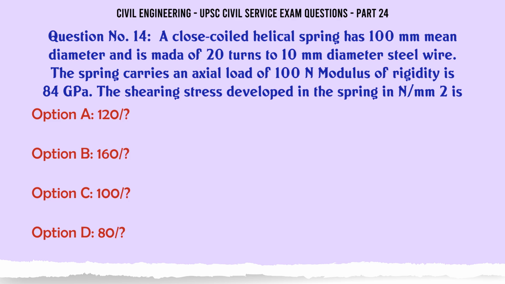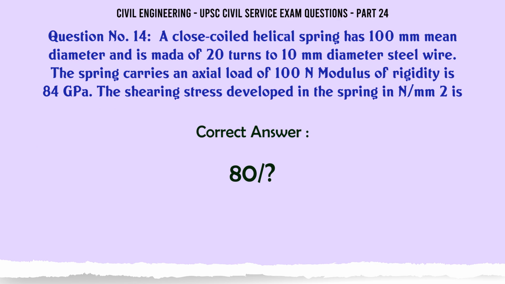A close-coiled helical spring has 100 mm mean diameter and is made of 20 turns of 10 mm diameter steel wire. The spring carries an axial load of 100 N. Modulus of rigidity is 84 GPa. The shearing stress developed in the spring in N/mm2 is A. 120, B. 160, C. 100, D. 80. The correct answer is 80.